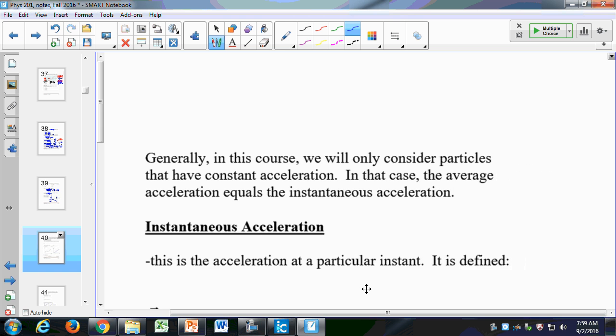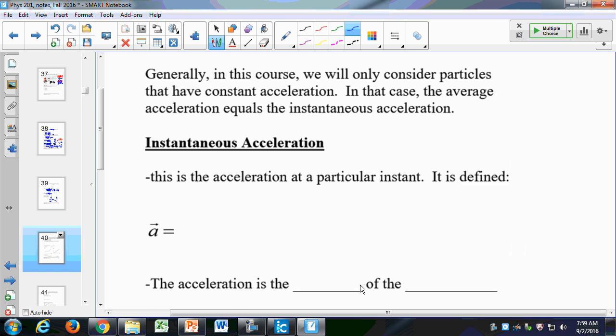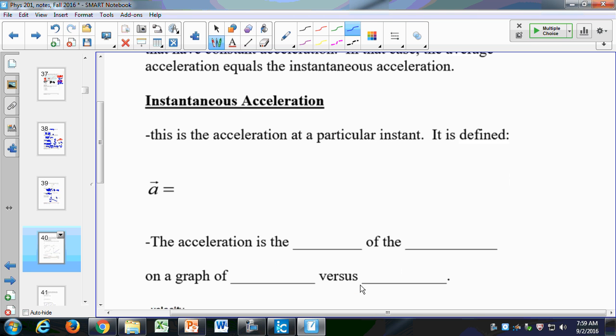We're only going to consider particles that have constant acceleration. That means that the v versus t graph will always be a straight line as far as we're concerned. There are some cases where you have changing acceleration in the world, but there's also a whole heck of a lot of things that have constant acceleration. So we'll just think about that for the purpose of this course. All right, need to define instantaneous acceleration. It's going to be the same argument as what we had before. So our instantaneous acceleration is going to be the limit as delta t approaches 0 of what, do you think?